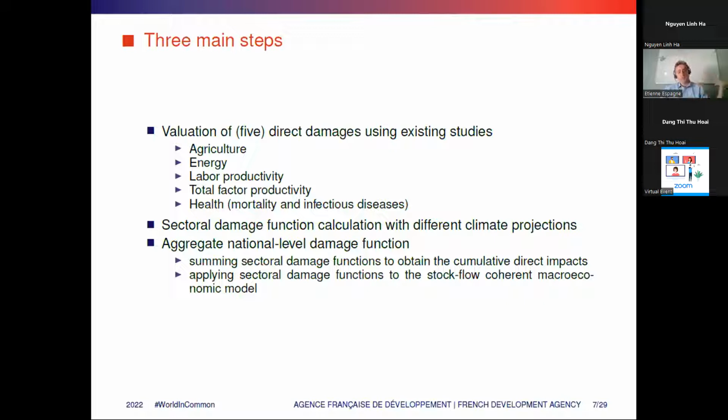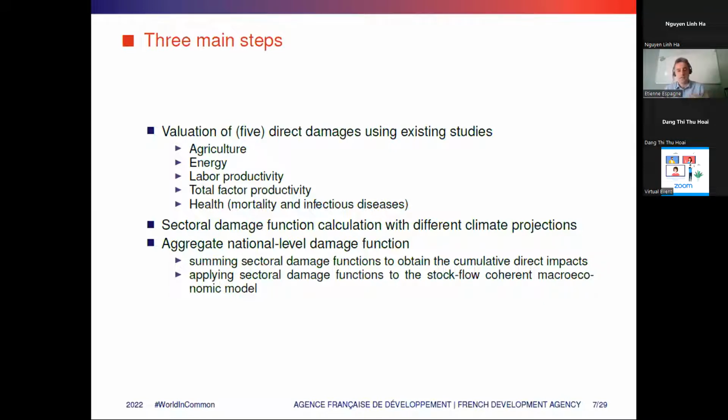So second step, we evaluate damage functions out of these empirical studies, and we evaluate the direct impact using different climate projections. So we'll present that today. And third step, the aggregation at the national level, to build a national level damage function and to see what this direct damage impact is, and also the macroeconomic impact when we put these sectoral damages as an input of the stock flow coherent macroeconomic model.